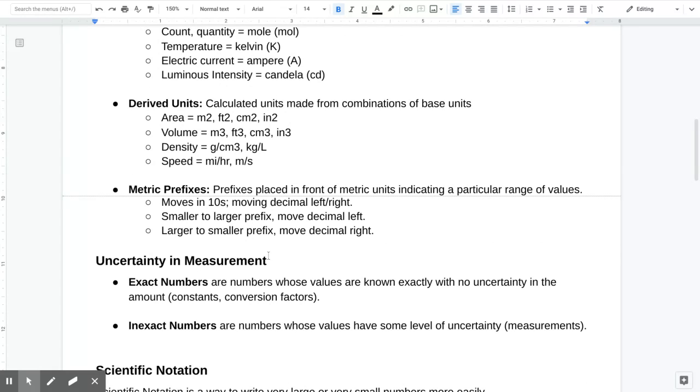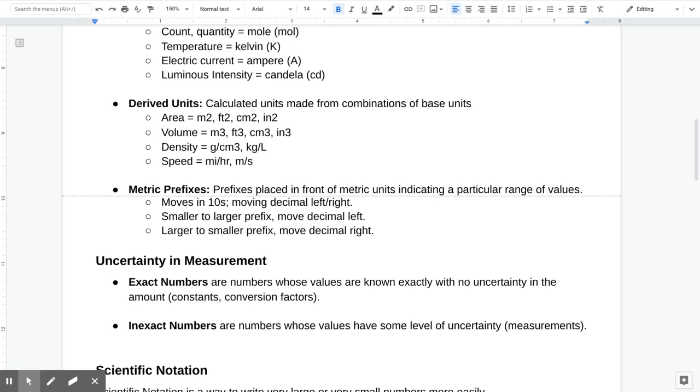And then you have your metric prefixes. We should be quite familiar with these now. We'll get into this a little more when we get into dimensional analysis later in the year. Just remember metric prefixes: these are prefixes that we place in front of metric units, indicating a particular range of values. And remember, these prefixes move in units of 10. For the most part, you just move your decimal to the right or the left, depending on whether you're increasing or decreasing your range.